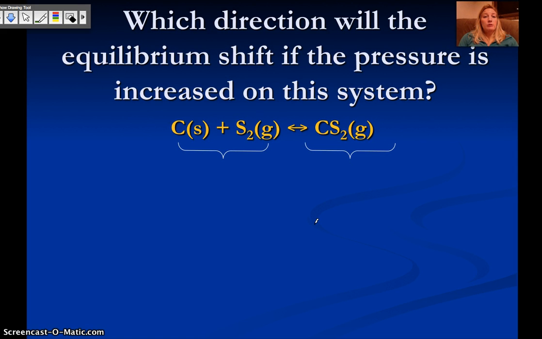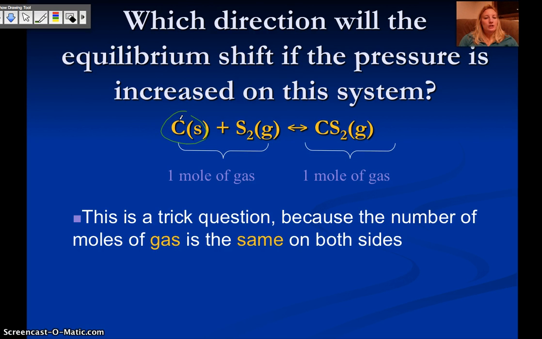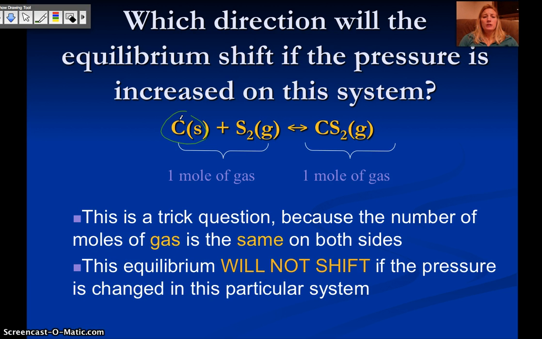How about this one? Which direction will the equilibrium shift if the pressure is increased on this one? Well, we have 1 mole of gas, and on this side we have 1 mole of gas. This is a solid, so it doesn't create pressure. So this one's a trick question. The number of moles of gas on each side of this one are the same. So it's important to note that the equilibrium is not going to shift here. There's nothing that's going to equalize it by reacting.